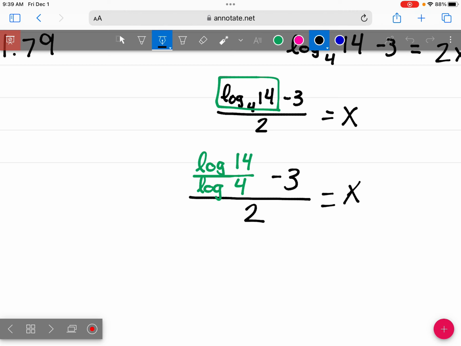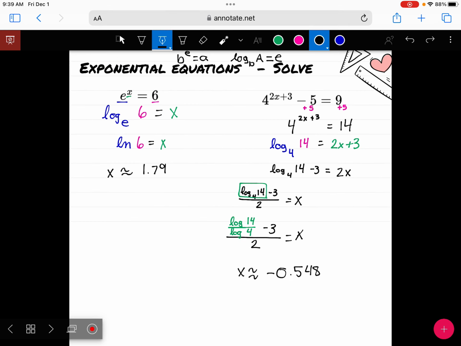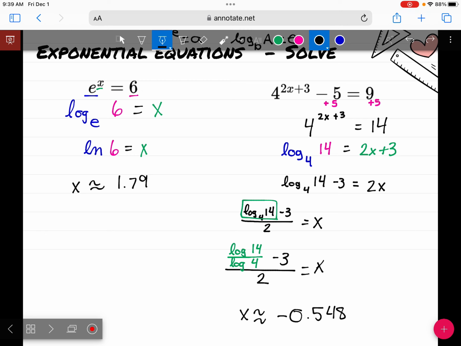Okay, but that gives us x about equals negative 0.548. That's called I put it into context without looking at the actual answer. Okay? So our solutions can look super gross.